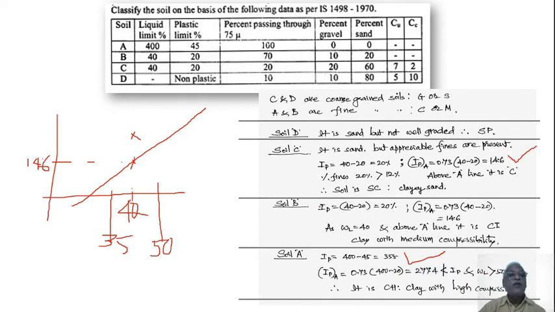But WL is given to be 400%. So the liquid limit falls in this region, beyond this region, but above. So that is the region where the soil will be falling. Because of that, it will be clay with high compressibility. CH would be the classification. Okay.